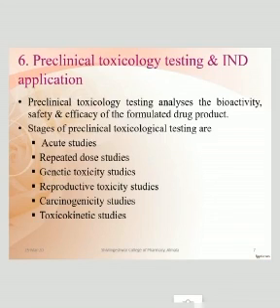Next one is the reproductive toxicity studies. These are carried out in three segments: segment first, segment second, and segment third. In segment first, we have studies to look at the effect of the drug on fertility. Segment second and segment third studies determine the effect on embryonic and postnatal development. Next one is the carcinogenic studies.